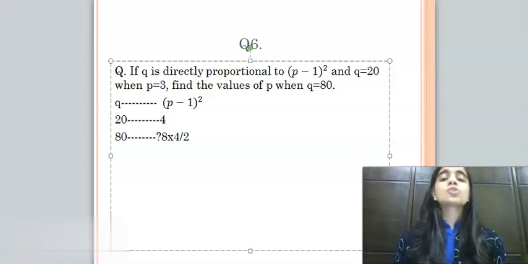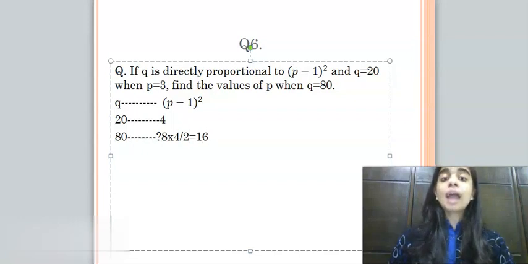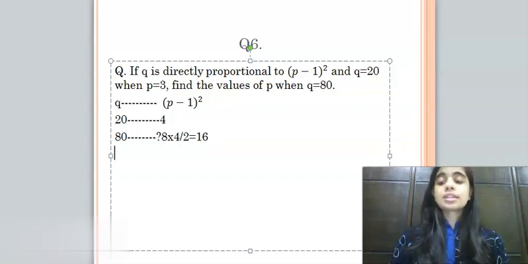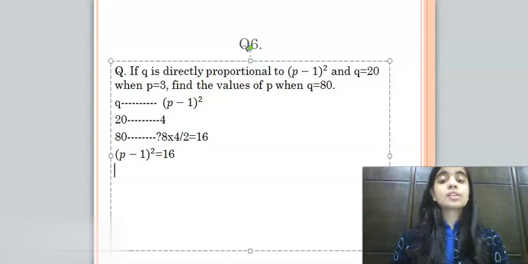So 2 ones are 2, 2 twos are 4. Okay, and 8 multiplied by 2 will give me 16. So the answer for (p minus 1) whole square is 16. (p minus 1) whole square is equal to 16. Now I will introduce an under root on both the sides. So that means p minus 1 equals plus minus under root 16.